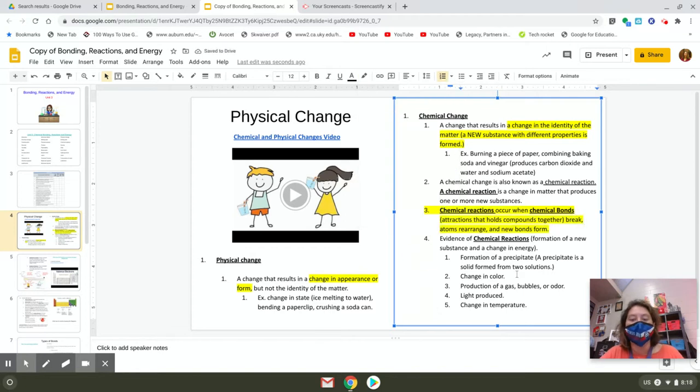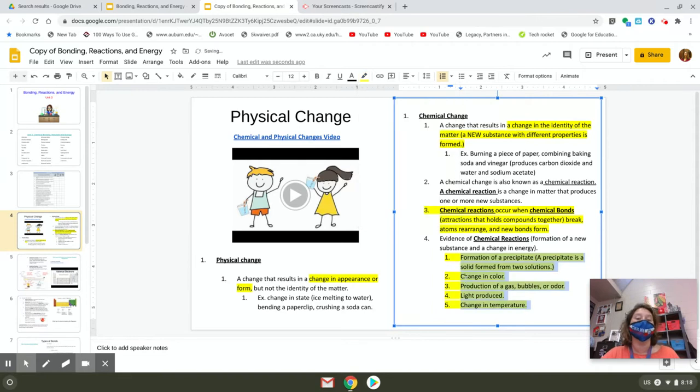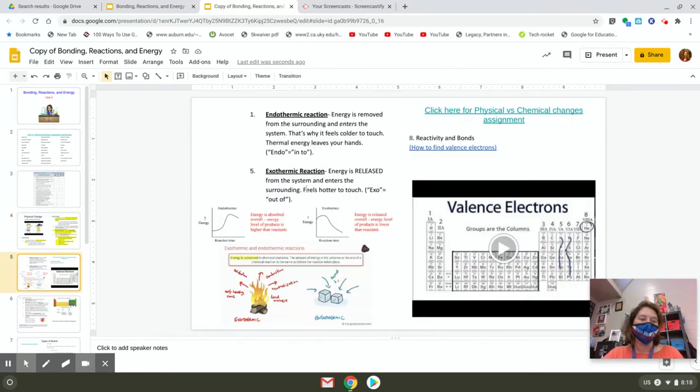Evidence of a chemical reaction. Again, highlight 1 through 5 there. You need to know those because you will have a test question that says, which of the following are evidence of a chemical reaction? Or all of the following are evidence of a chemical reaction except. Okay, so you need to know those. Next slide.